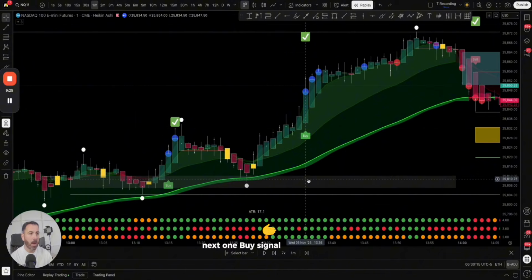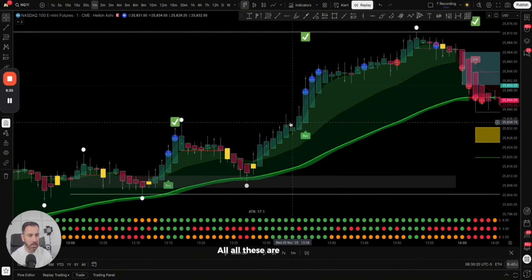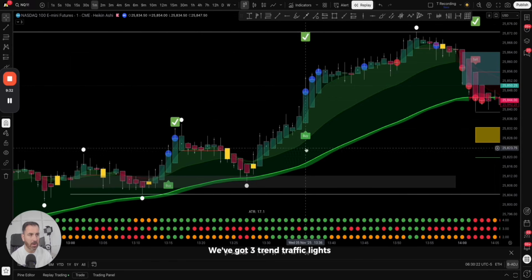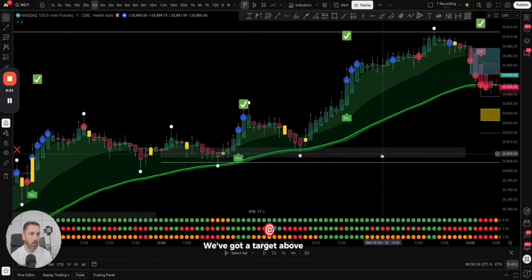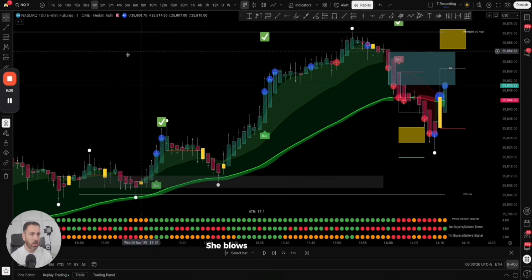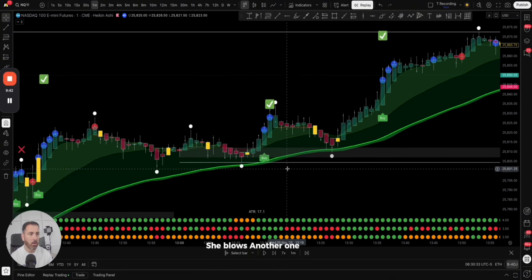Okay, next one, buy signal. Trend wave is lovely and bullish. All these are separated. We've got 3 trend traffic lights. We've got a target above. We are away she blows. Another one not too long before it.